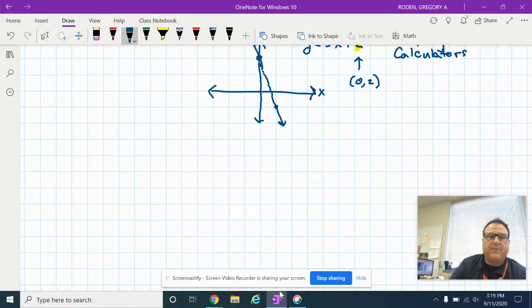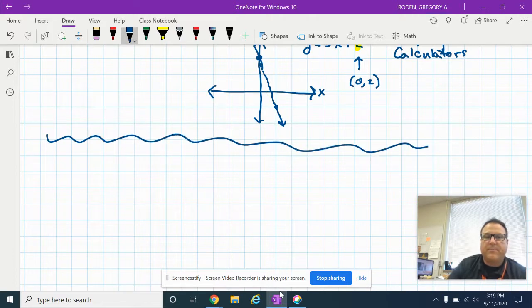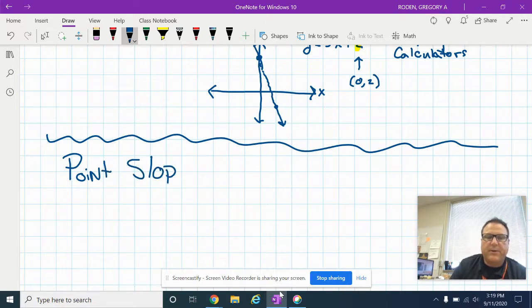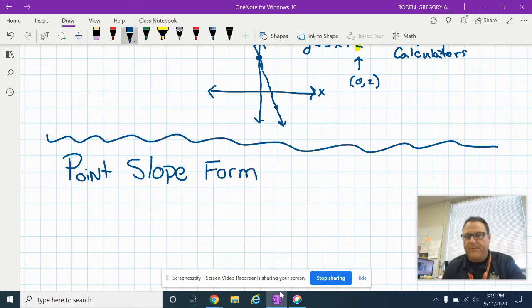Now, the next form is called point-slope form, okay? And this one I don't think gets the respect that it deserves. Point-slope is actually a really cool thing. And I'll show you why point-slope is so helpful here in a minute. So point-slope says this.